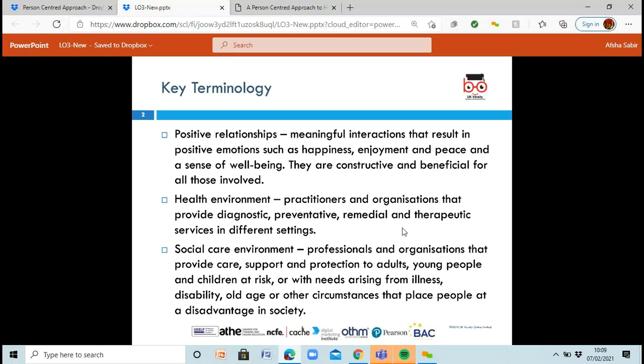Social care environment is where professionals and organizations provide care. They're going to offer support and protection to adults, to young people, to children, anybody that's at risk, and help them with anything that they need towards illness or disability or old age, or any other circumstances that might put them at a disadvantage. So that's some terminology here.